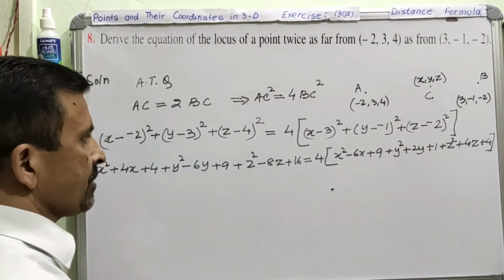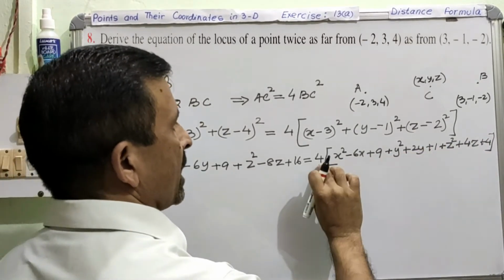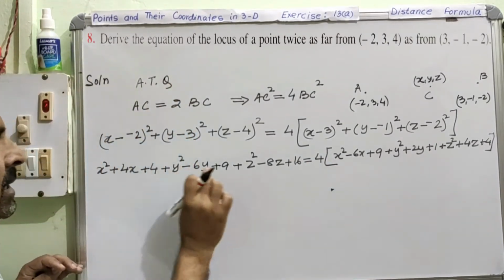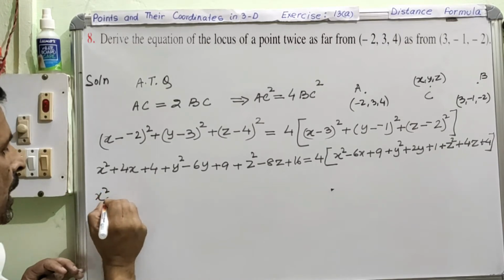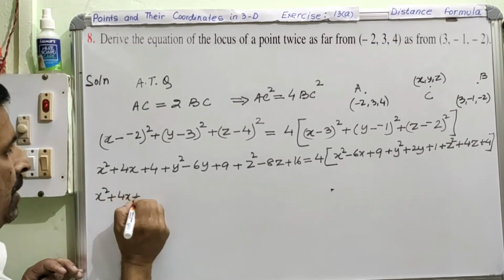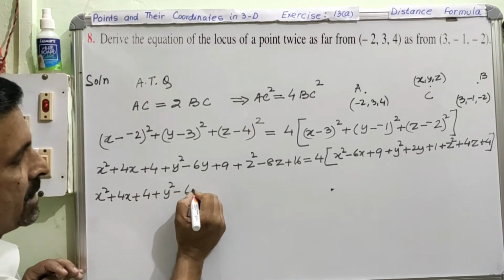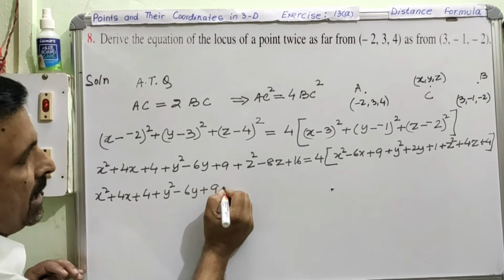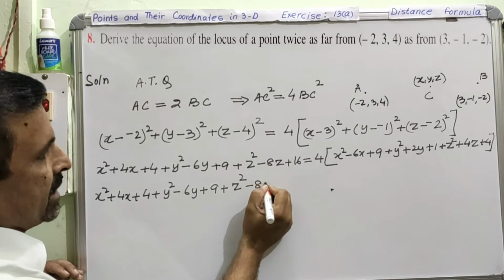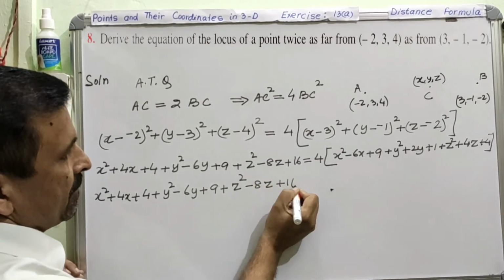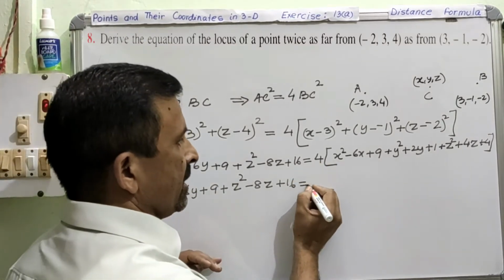Is it okay? Now after this we will open the bracket. So all the terms will be multiplied by 4. And then this we will write as it is for the time being. This is x square plus 4x plus 4 plus y square minus 6y plus 9 plus z square minus 8z plus 16. Right? We did not do anything on the left hand side. Now we are going to write on the right hand side.